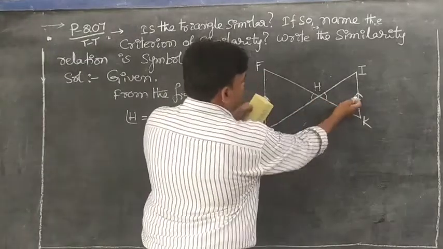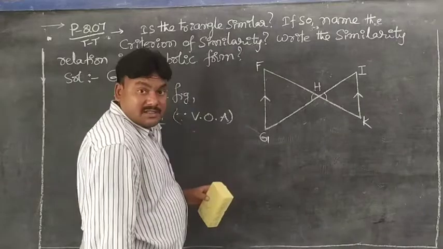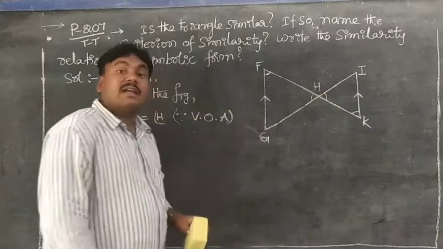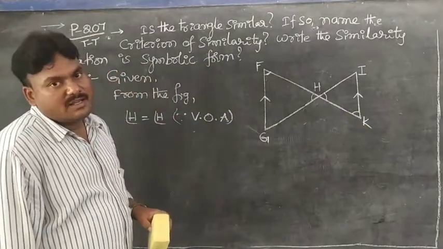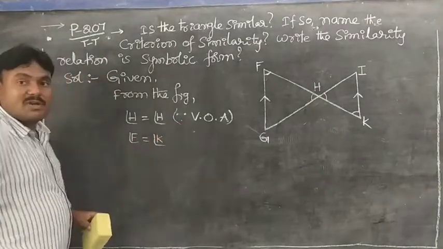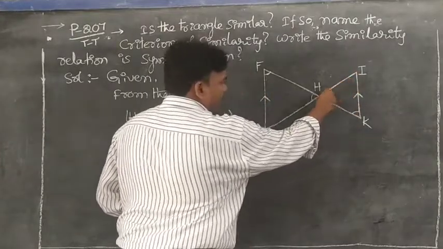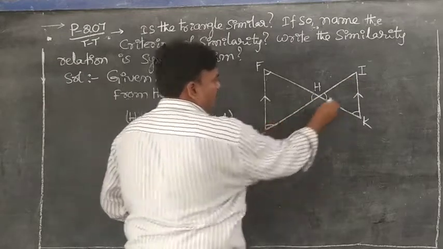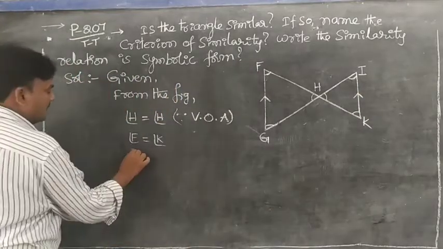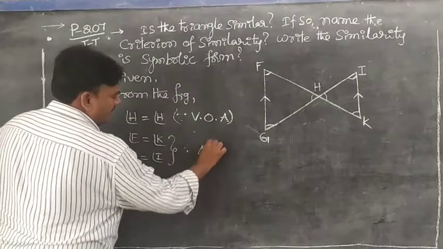Next one. Observe here. Both lines are parallel to each other and FK is the transversal. Isn't it? Right. So observe both angles. Here both are alternate interior angles. That means angle F equals angle K. And coming to this side, FG is parallel to IK and this line is also a transversal. Then angle G equals angle I. Why? Because both are alternate interior angles. That means angle G equals angle I, since they are alternate interior angles.